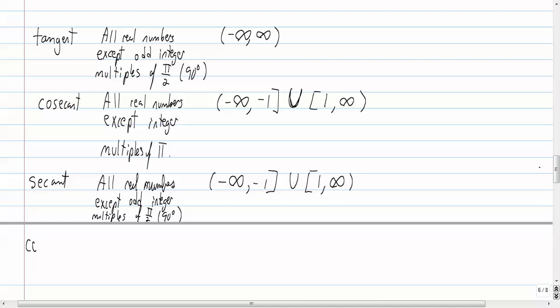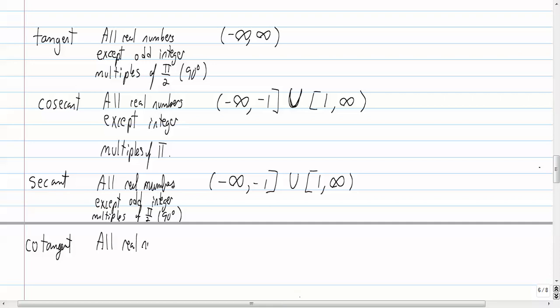Alright, one trig function left. That's cotangent. Remember, cotangent is x divided by y. So when do we have a problem with cotangent? When y equals 0. We had another trig function up here that had a problem when y was equal to 0. Cosecant was r divided by y, so it also had a problem. So cotangent is going to have the same domain as cosecant.